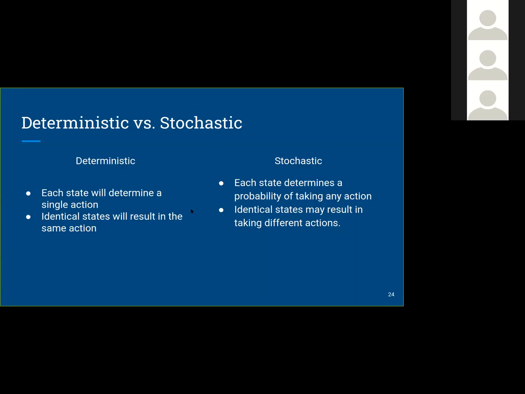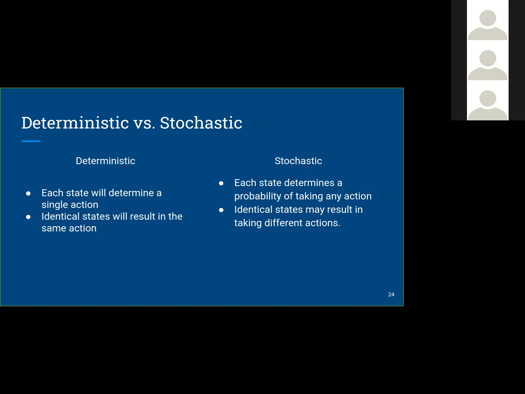Now we're gonna talk about the whole deterministic versus stochastic thing. So basically, in a deterministic approach, each state will determine a single action. And when you're in identical states, you'll always return the same action. So for example, if you're in a game and you're facing a wall in front of you, your move will always be to, let's say, turn right, right? You will always turn right when you are facing a wall. So that's what a deterministic approach would spit out.